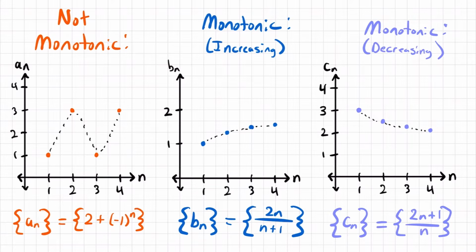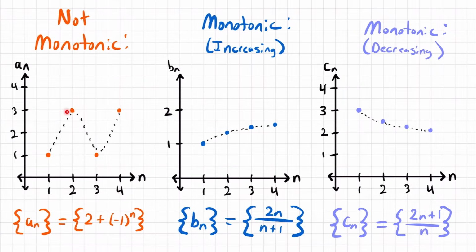Each of these graphs is a representation of the terms for the sequence below it, and for each one of these graphs, the horizontal axis represents our values of n, and the vertical axis represents the value of the term at that value of n. If you take a look at our first graph here, this represents the sequence 2 plus negative 1 to the power of n, and when n equals 1, our term is 1, when n equals 2, our term will be 3, and then we go back to 1 when n equals 3, and then back to 3 when n equals 4.